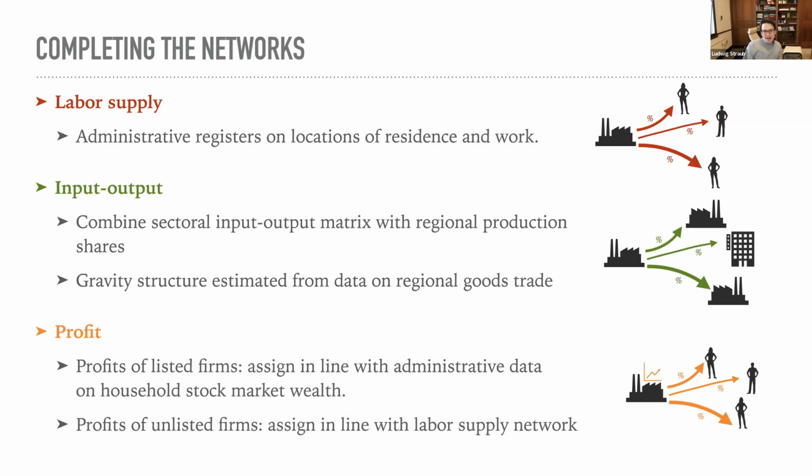And finally, the profit network. Here again, we make use of the richness of the administrative-level data. So, for example, profits of listed firms are assigned in line with administrative data on which households own how much in the stock market. And profits of unlisted firms, think of your neighborhood mom and pop shop, we assign in line with the location of where their employees work. Thinking that maybe the owners of those shops live in similar places, and that gives us a distribution for these profits of unlisted firms. So overall, this gives us a profit network.